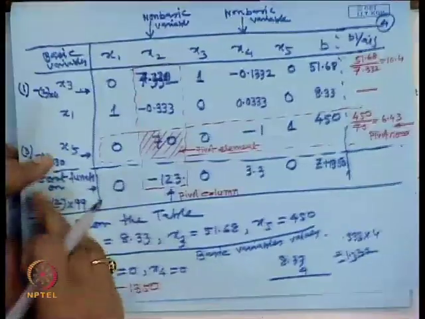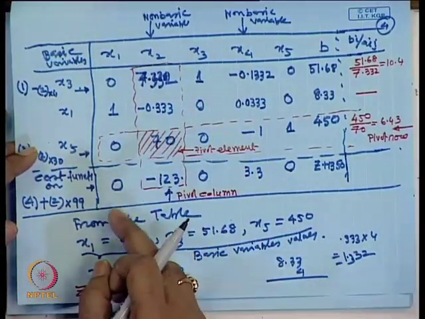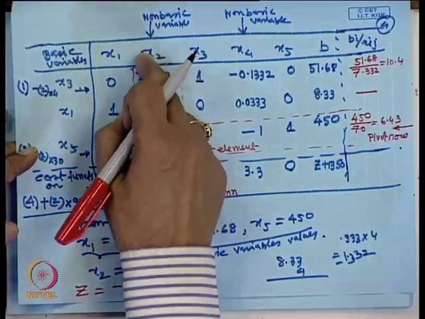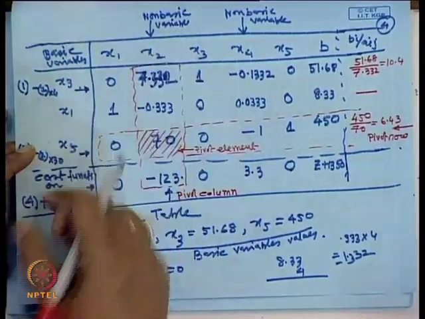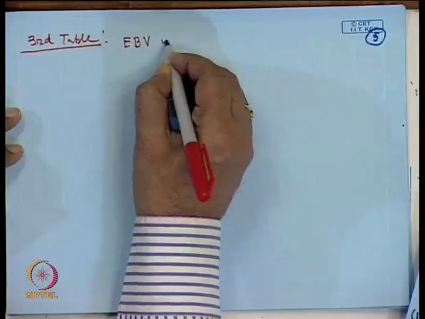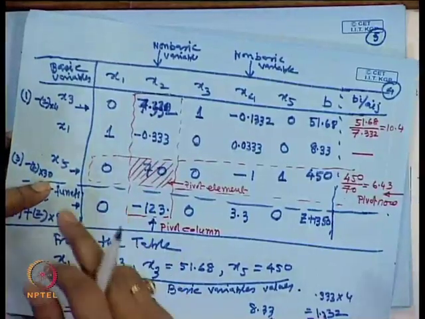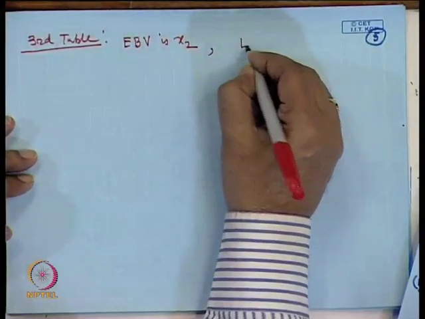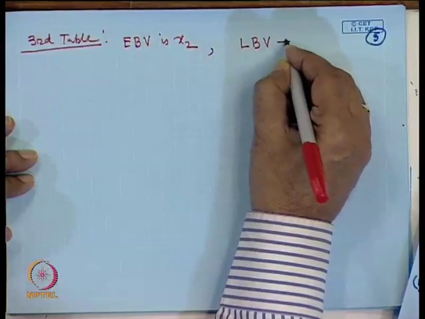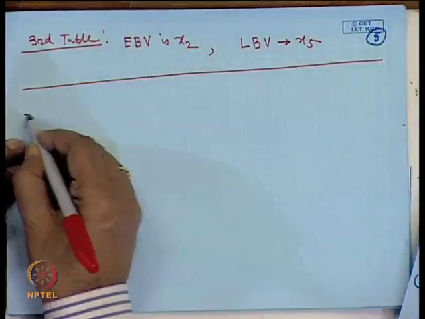So, third table, can you tell me which one will be your entering basic variable? Our entering basic variable is x 2. So, in short I write it: entering basic variable is x 2. Which basic variable is leaving? That means x 5. So, leaving basic variable is x 5. So, now you can easily generate our table.